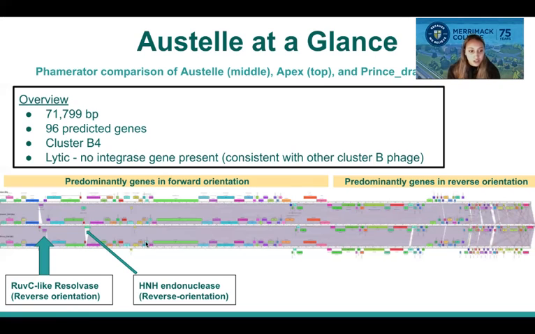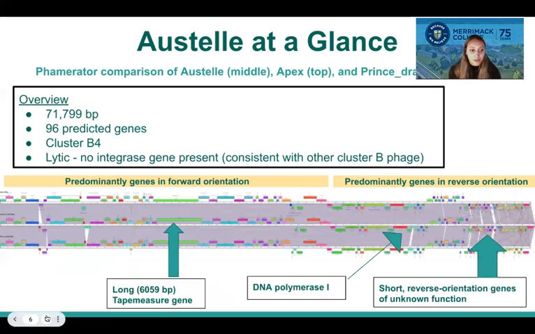However, Austelle's genome lacks an integrase gene, as do other cluster B phage. Similar to many other cluster B phages, Austelle's genome contains a reverse orientation gene, GP8, with homology to RuvC-like resolvase, flanked by reverse orientation genes of unknown function, which are in turn flanked by terminase and portal protein. GP12 includes a predicted HNH endonuclease, which I will discuss further in this talk.